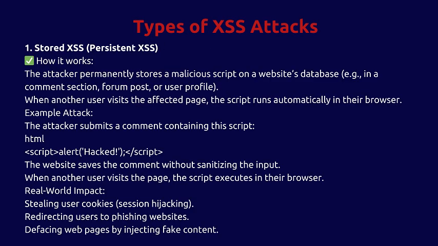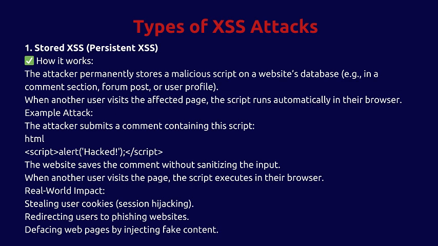What are the various types of XSS attack? We have the stored XSS, which is the persistent XSS. How does it work? The attacker permanently stores a malicious script on the website database. Example, in a comment section, in a forum post, or a user profile. When another user visits the affected page, the script runs automatically in their browser.